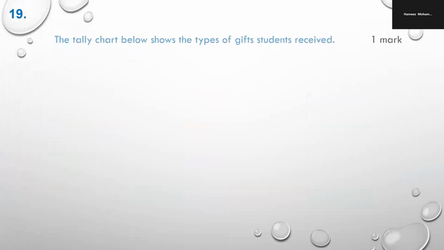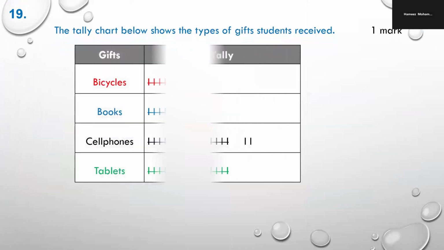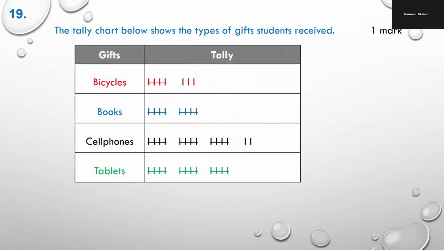Let's now go on to number 19, our second statistics question. The tally chart below shows the types of gifts students received. So gifts, students got bicycles. We have 5, 6, 7, 8 of those. Books, 5 and 5. Cell phones, 5 and 5 and 5 and 2. Tablets, 5 and 5 and 5. So which gift represents the mode?